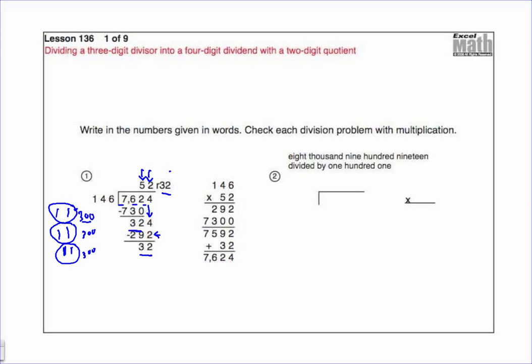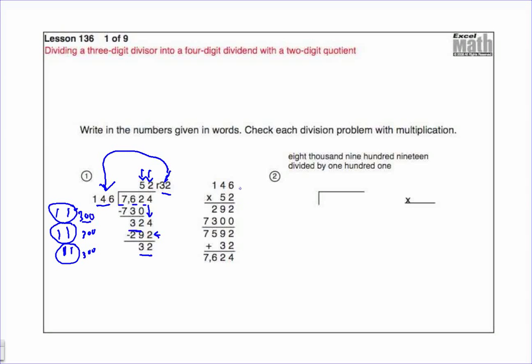Now, if you're looking at that remainder and thinking, wow, that's a big number, can you have a remainder that big? Your remainder has to be 1 less than the divisor. 1 less than the divisor. It cannot be the same as the divisor. If it is the same, it can go in 1 more time. So we could get a remainder on this one of up to 145.